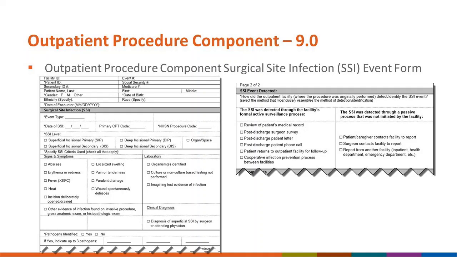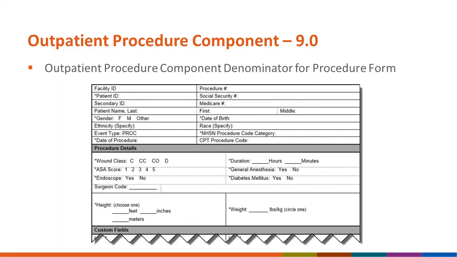This is the OPC SSI event form. You'll notice that it contains some of the same fields used for patient safety. A big difference are the questions on page 2 on how the SSI event was detected. Next slide. This is the OPC procedure form. Once again, a little different than the procedure form in the patient safety component. A smaller list of procedures will be reported for the outpatient procedure component. Next slide.